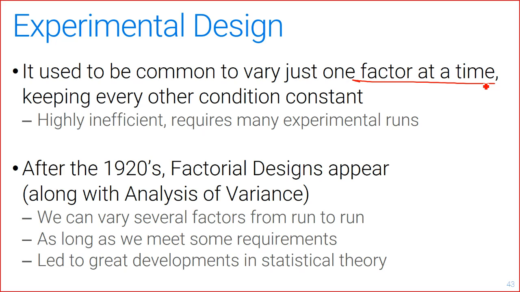But then in the 1920s, we had the development of what we call factorial designs. And altogether, the whole field of statistical experimental design was kind of reinvented in the 1920s. And one of the most important tools that we get out of it are, again, factorial designs and analysis of variance. So the principal idea is that we can vary multiple factors from observation to observation, as long as we meet certain requirements. We're going to see what they are. And this led to very great developments in statistical theory and in general in science, in how we do experiments in science. So what are factorial designs?